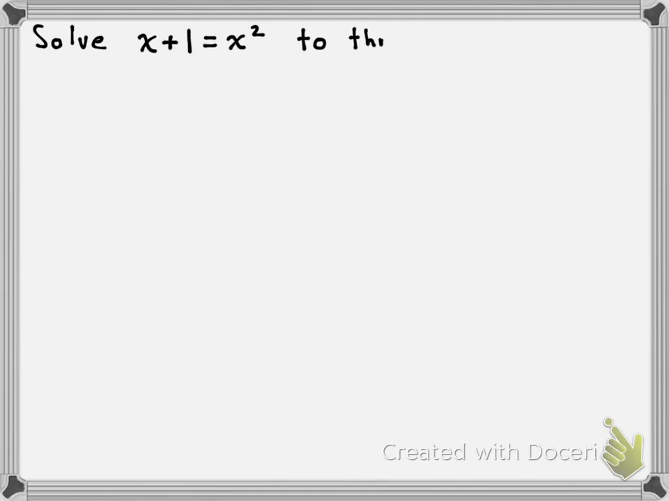So we're going to solve x plus 1 is equal to x squared, and we're going to solve this to 3 decimal places. So this is going to be an example of an equation that if you tried to solve it using, say, factoring, you wouldn't be able to do it. So I'm going to get you guys to notice that, once again, this is not in standard form, right? In standard form, we need to have 0 on one side of the equal sign, and on the other side of the equal sign, we have all of our terms.